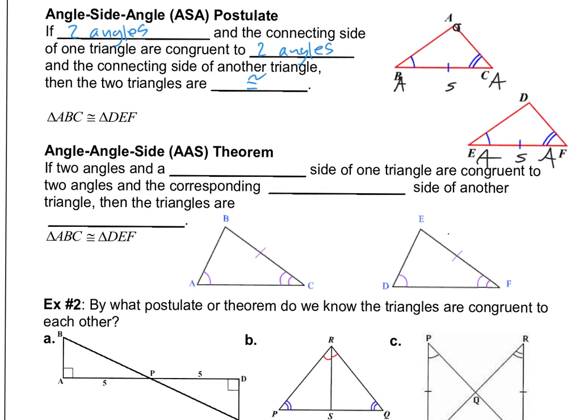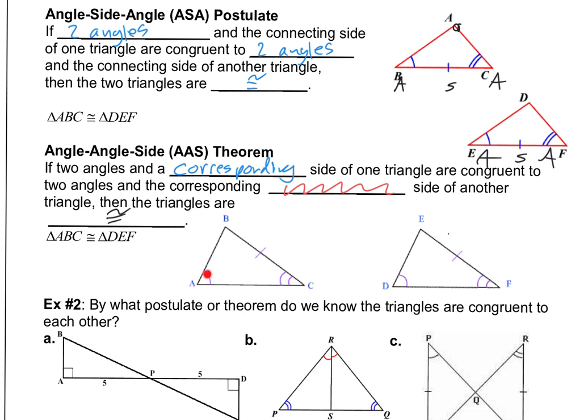All right, the other one here is the angle angle side, or AAS theorem. And this says if two angles and a corresponding side of one triangle are congruent to two angles and the corresponding side of another. There's a blank here, and there really shouldn't have been, so just ignore that. So the corresponding side of another triangle, then the triangles are congruent. Okay, what does that look like?